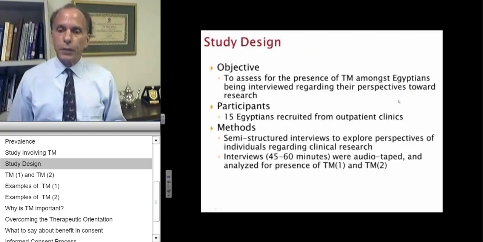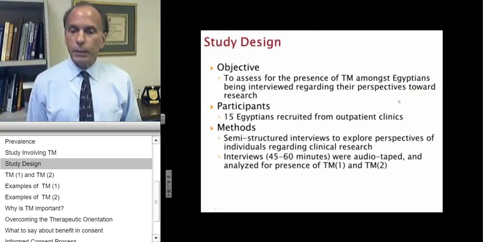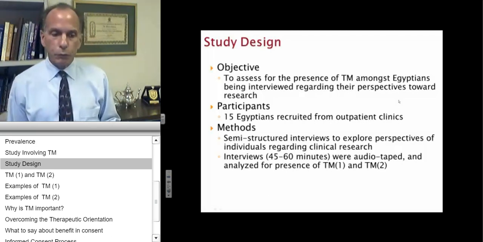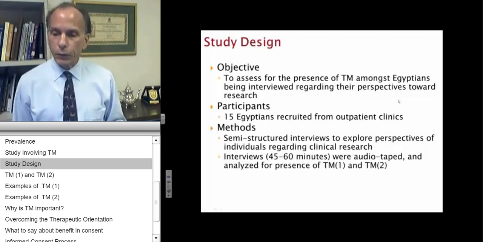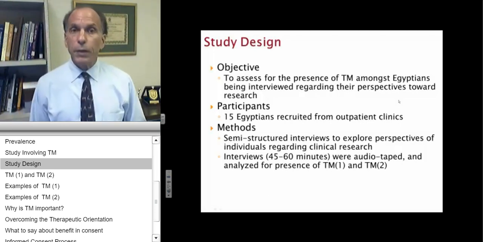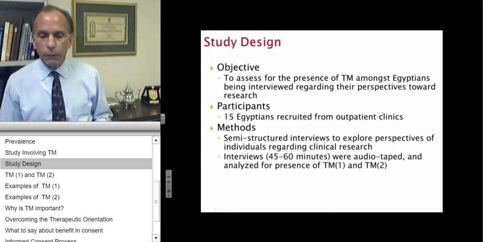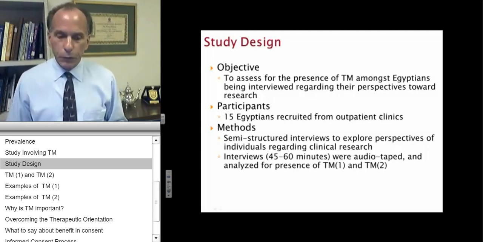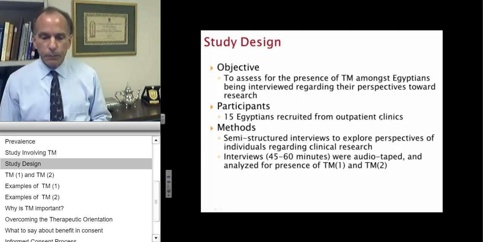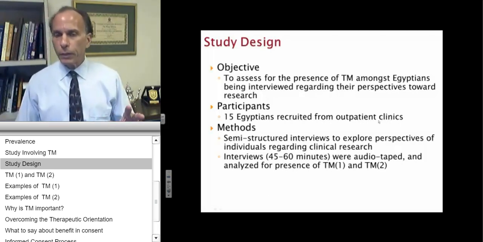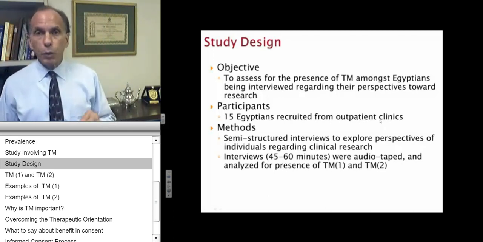Our objective was to assess the presence of a therapeutic misconception among Egyptians being interviewed regarding their perspective towards research. It involved 15 Egyptians recruited from the outpatient clinics, and we used a semi-structured interview to explore perspectives of individuals regarding clinical research. Interviews lasted up to 60 minutes, and we analyzed for the presence of what we called, or what other people have called, therapeutic misconception 1 and 2.